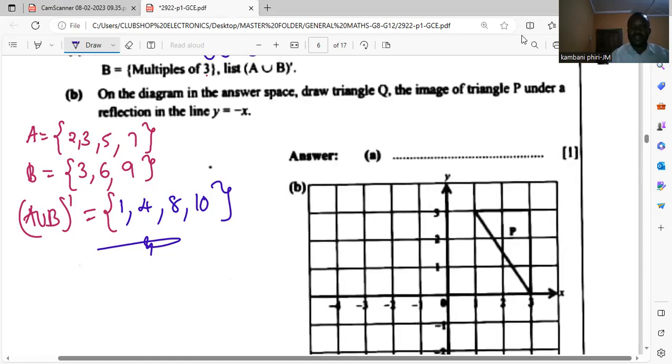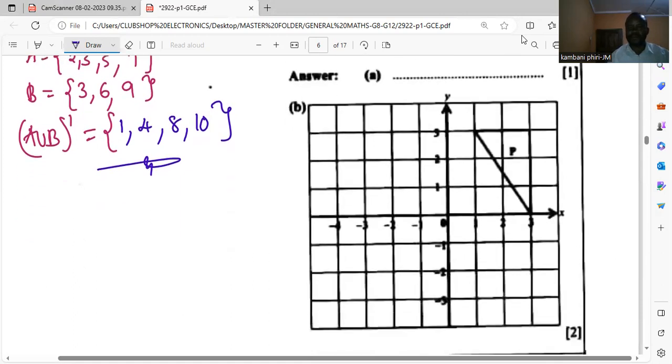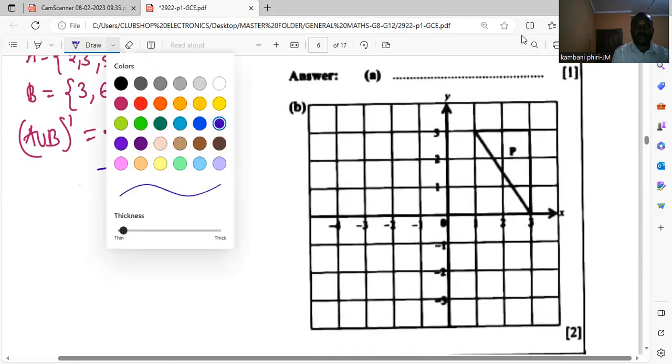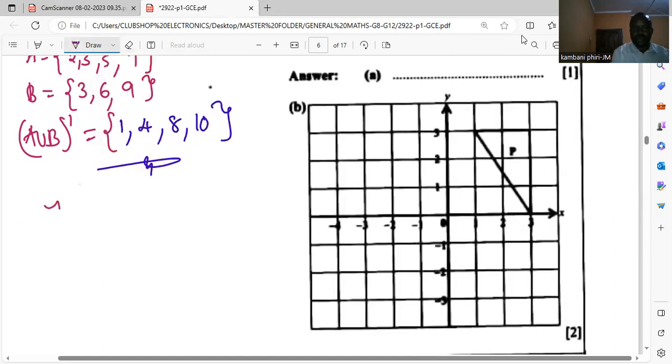On the diagram in the answer space, draw the triangle Q, the image of P under reflection in the mirror line. Our line is y is equal to -x. All right, so this is a very simple equation.